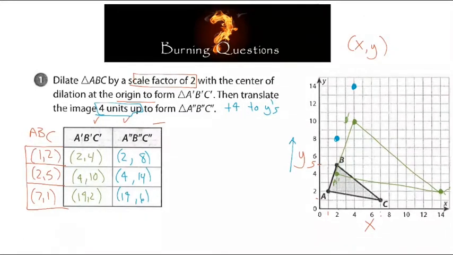1, 2, 3, 4, 5, 6. And again, try to make straight lines. And my final points are A double prime, B double prime, and C double prime. Are there any questions how I came up with my numbers for question number 1 from the homework?